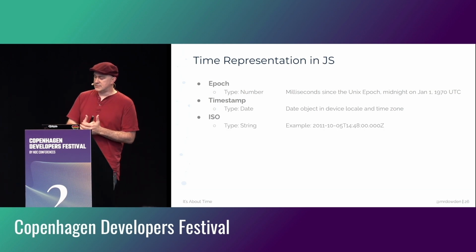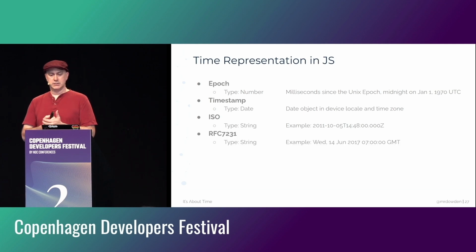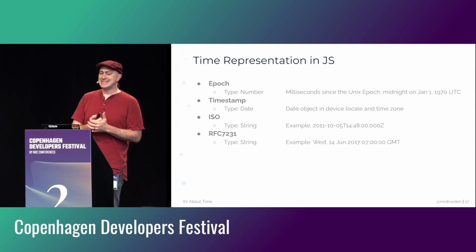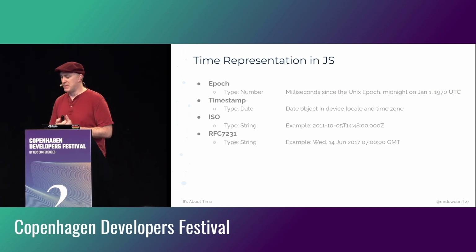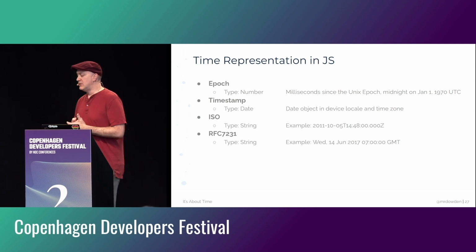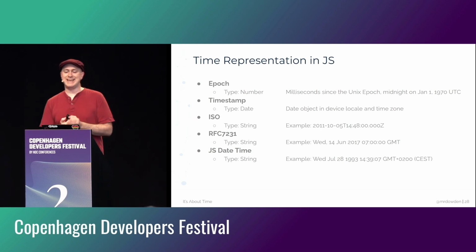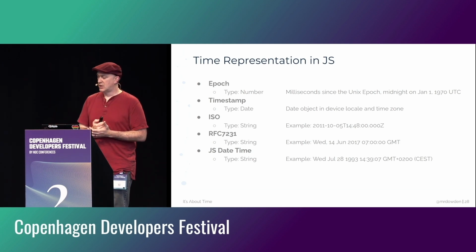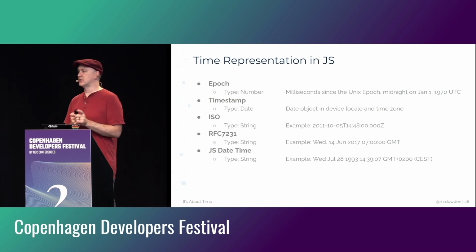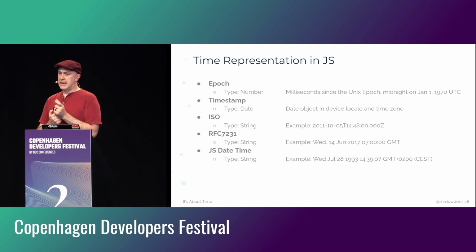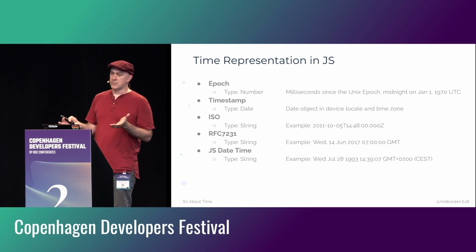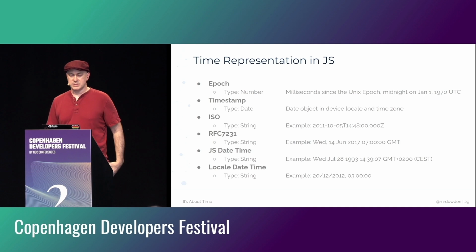ISO, of course, is the ISO formatted string. And we also have RFC 7231 format strings, which, not my favorite thing to say. It can be used a decent bit. And we have, finally, the JavaScript date time strings, which are very much not my favorite, and they can be really hard to parse. They do, fortunately, include the time zone offset and the time zone abbreviation and the day of the week. So it's the most comprehensive, but they're not necessarily always completely, totally standard.